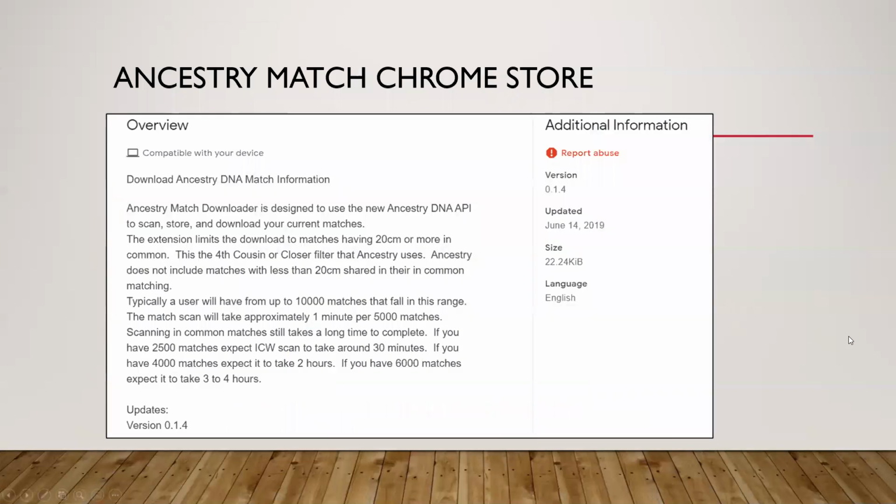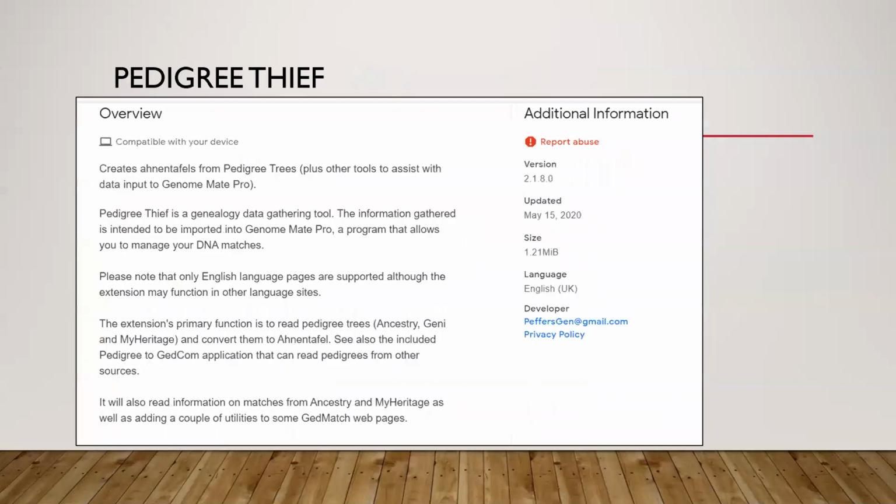So if you want to look at Ancestry DNA Match tool, which is a downloader, there's information in the Chrome store about it. It talks about when it was added to the Chrome store or updated last. And then Pedigree Thief is the same thing. It will create a pedigree chart to pull those names into something that you can copy and paste somewhere else.